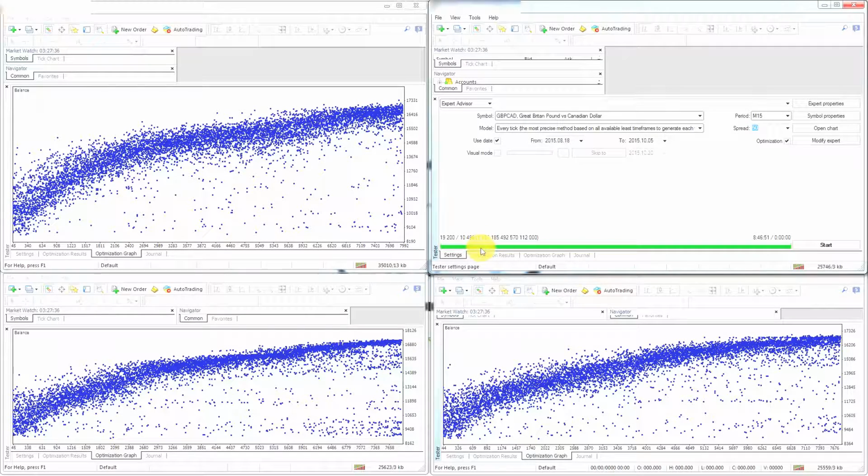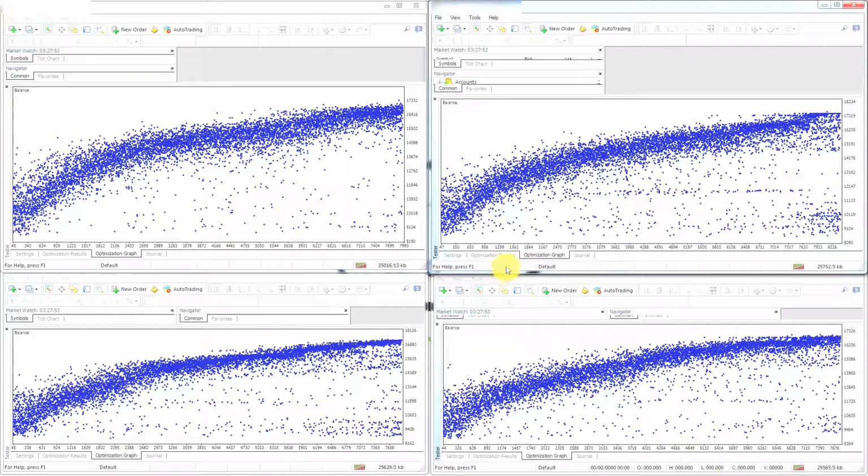the number of iterations it has to go through, and I am able to still optimize on the every tick model. And now if I go to the optimization graph, what have I done here? Well, I've actually run 4 separate optimizations for the same expert advisor, but every single time I've used the genetic algorithm. And what does that allow me to do? Well, let me explain on a picture actually.